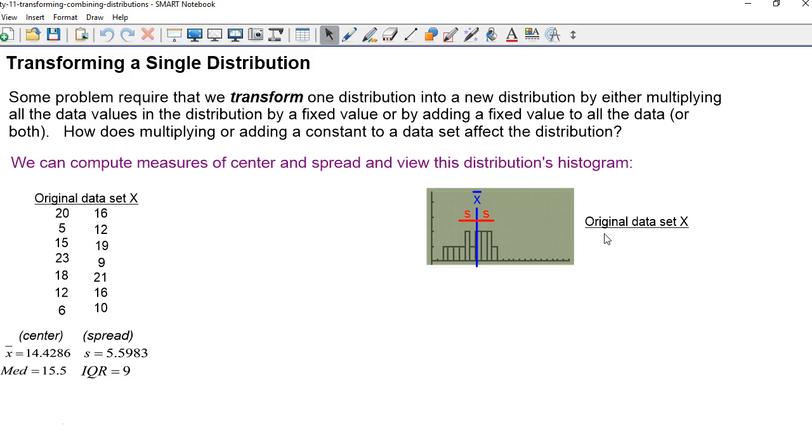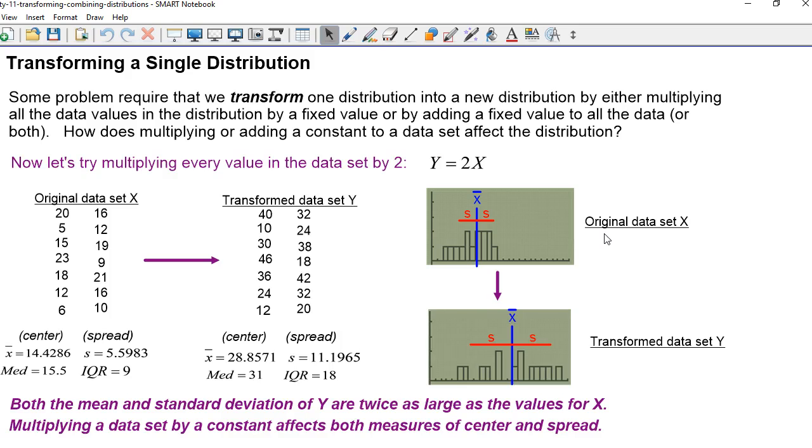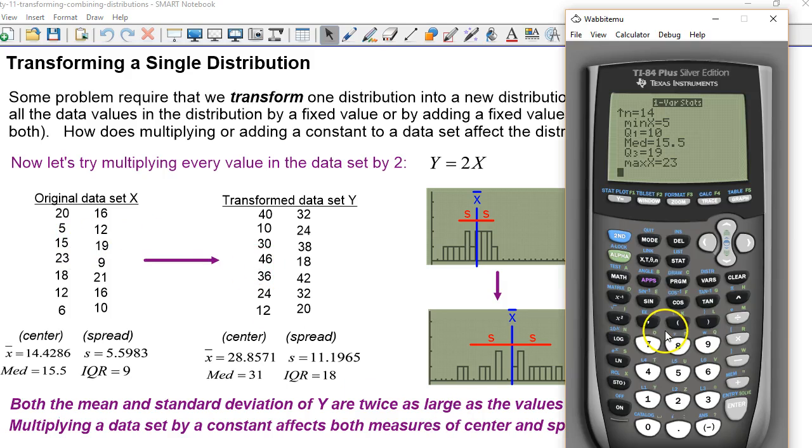Now let's try multiplying every value in the data set by 2. We could do that by hand: take the 20 and multiply by 2 to get 40, 5 would become 10, and 15 would become 30. But I just had the calculator do that by going back into Stat, Edit. For List 2, I highlighted List 2 and said, let's take List 1 and multiply by 2, then hit Enter, and that will populate this.